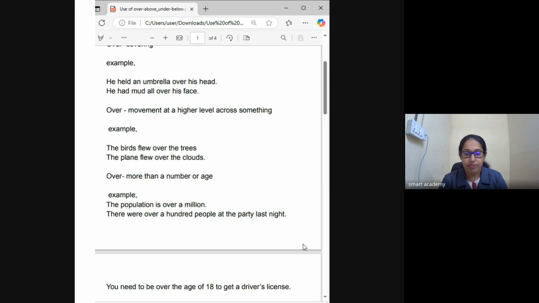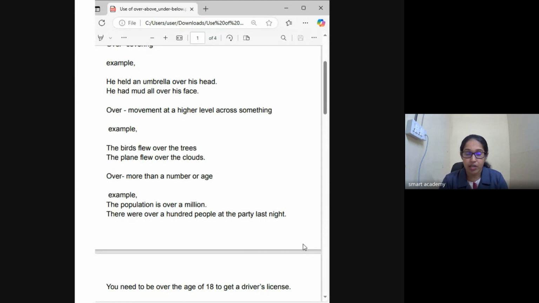The next one is to show more than a number. If it is more than a number, an amount, a measure, or an age, we can use over. The population is over a million. Population is over a million. If it is more than a number, we can use the preposition over.